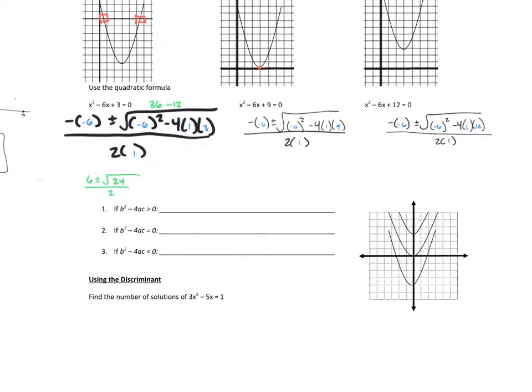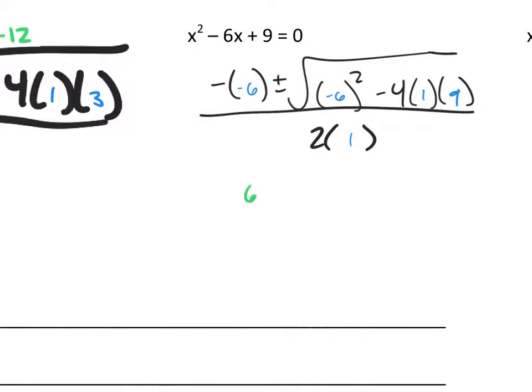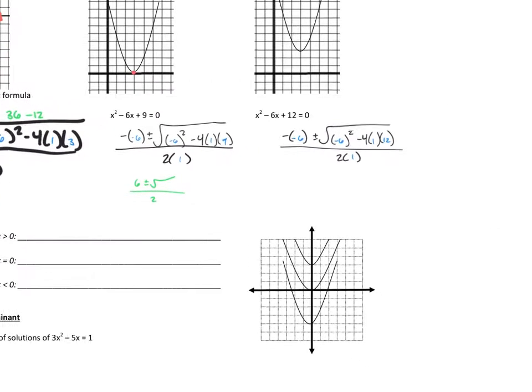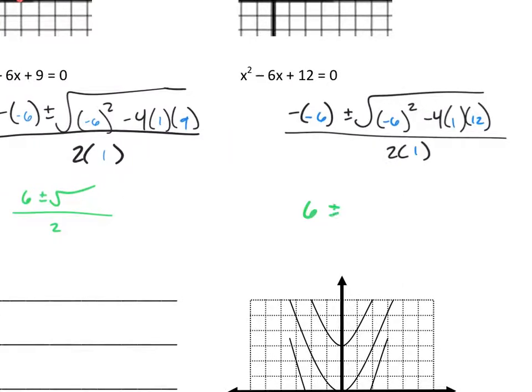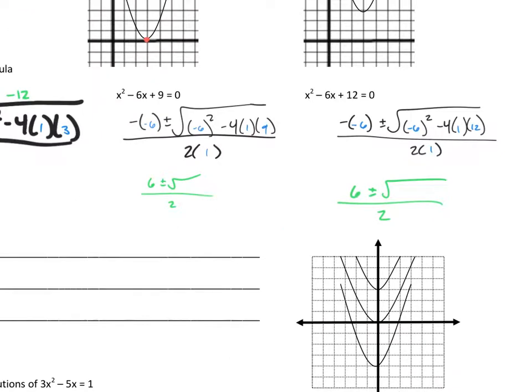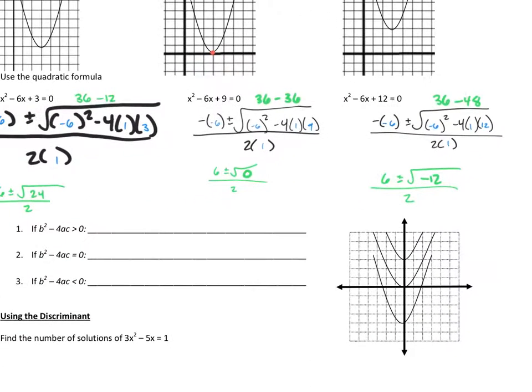Try that for the next two and see what happens. Figure out what's underneath that square root for the next two. Calculate it and then return to the video. Go ahead and pause it. Here's what you'll get. On the middle one, you'll get a 0 underneath the square root. And then on the final one, you will get a negative number underneath the square root.